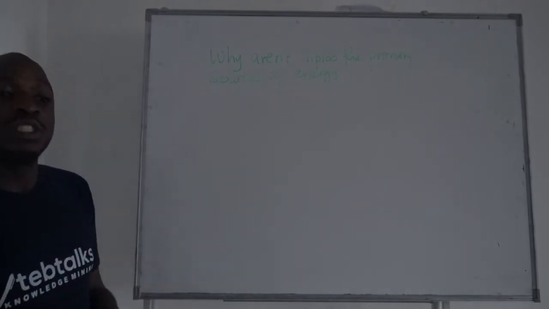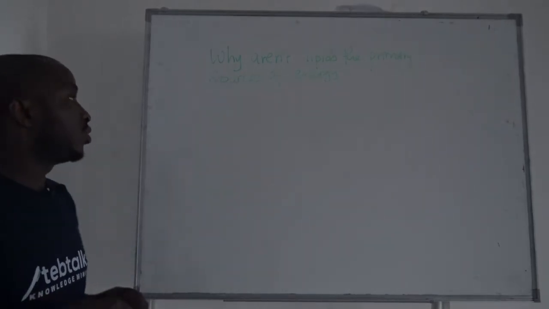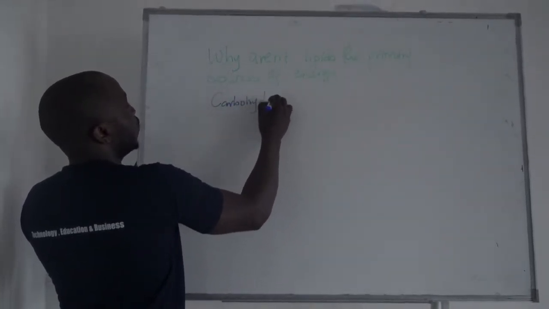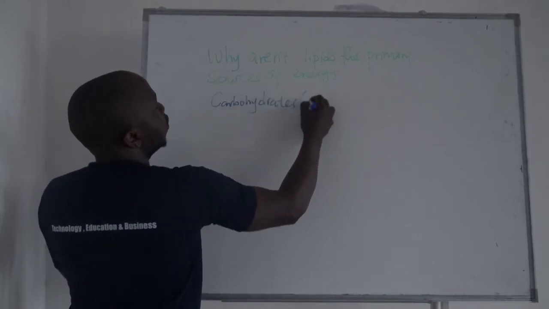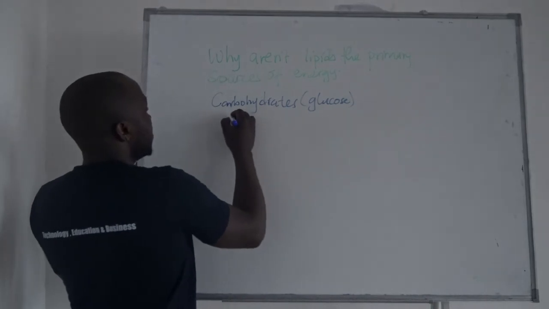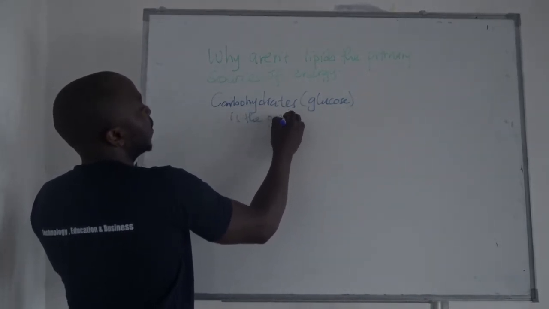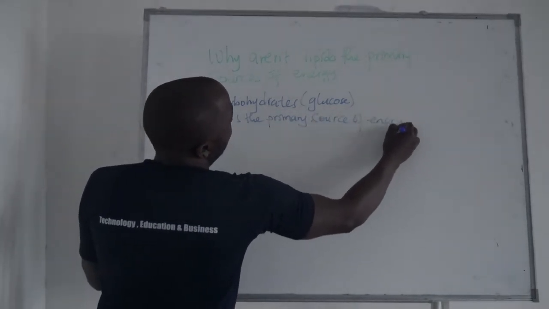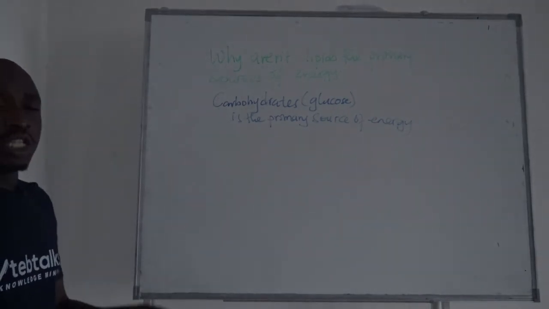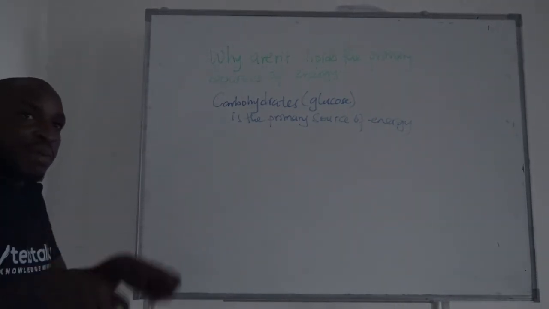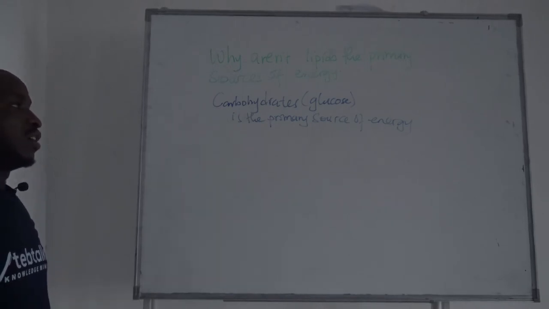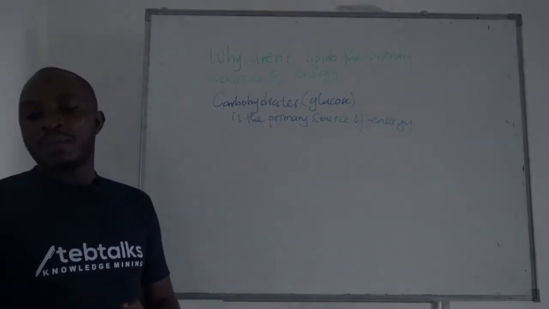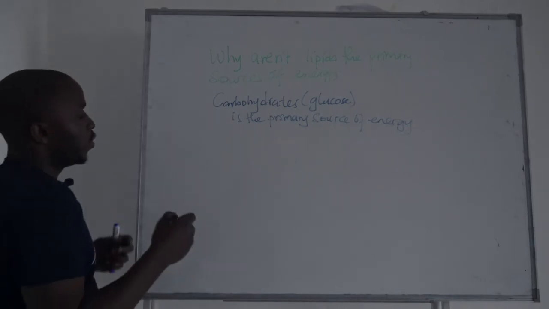And we use other substances. In fact, to say carbohydrates, I will not even take you far. Glucose is the primary source of energy. In our bodies, it is not a good storage molecule, but it is the primary source of energy compared to lipids. One thing disqualifies lipids from being our primary sources of energy.